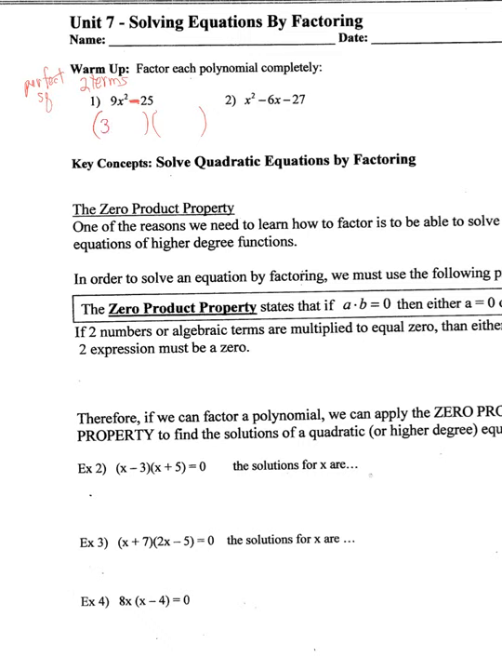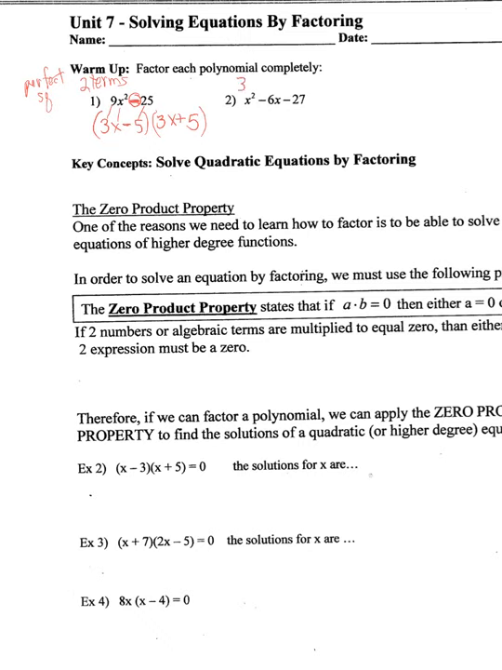3 gets squared to be 9. X gets squared to be x squared. And 5 gets squared to be 25. One with a minus, and the exact same values, one with a plus, so that when we multiply the positive and the negative, we get the difference of two squares.